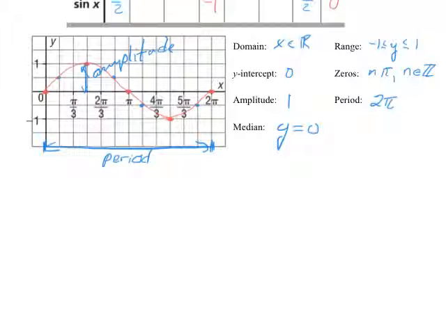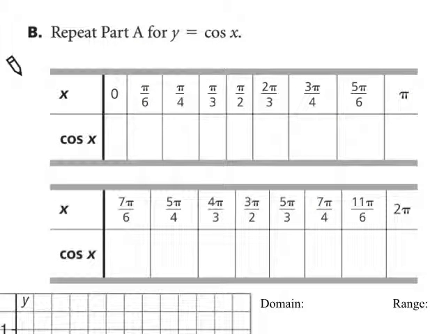Let's move on to the next graph of y equals cosine x. As we look at our table of values, we'll see a similar pattern as what we had with y equals sine x. So when x is 0, the cosine of x is 1. When x is pi by 2, the cosine of x is 0. And then at pi, the cosine is -1. 3 pi by 2, we're back to 0. And at 2 pi, we're at 1.